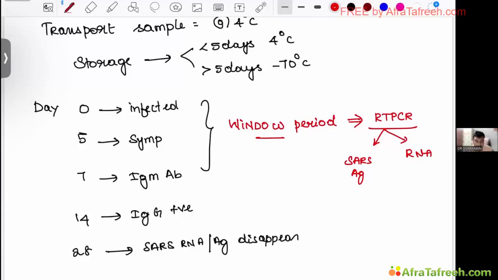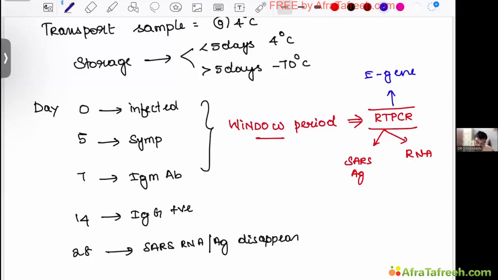This RT-PCR is very important to identify the E gene, and it also identifies the N gene. There is also something called RNA dependent RNA polymerase, which is also detected. So in TaqMan, it is going to detect the E gene, N gene, and RNA dependent RNA polymerase.